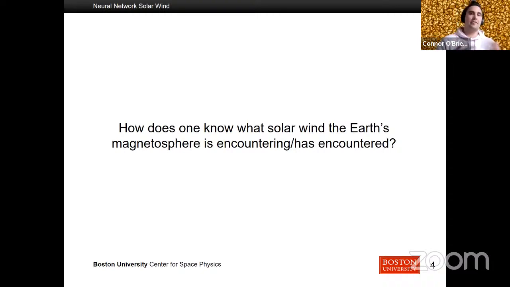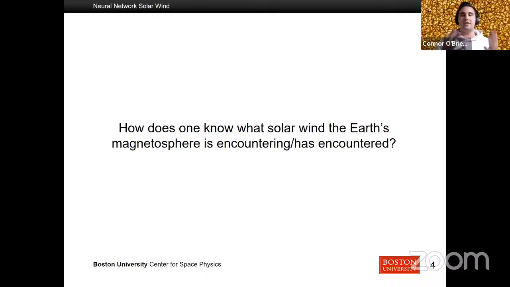How we determine this, it's not feasible to have a spacecraft parked just upstream of the Earth continuously. What is feasible is having spacecraft parked in orbits far upstream of the Earth at the first Sun-Earth Lagrange point, or L1. These are spacecraft such as Wind, ACE, and Discover. Those are our solar wind monitors at L1.